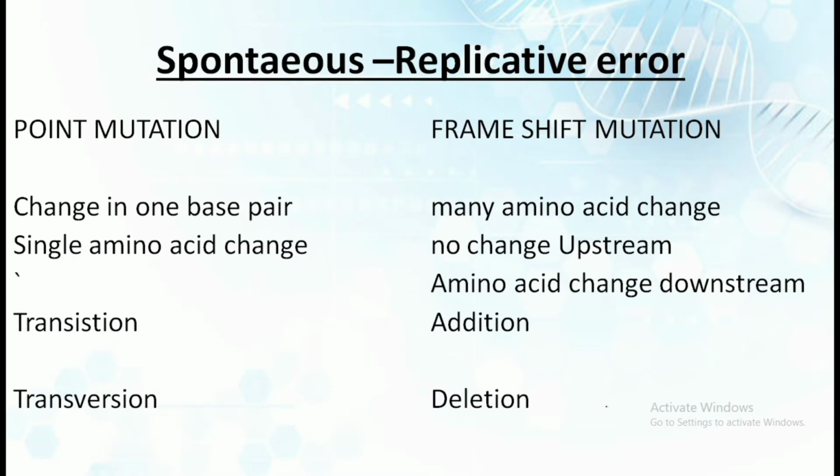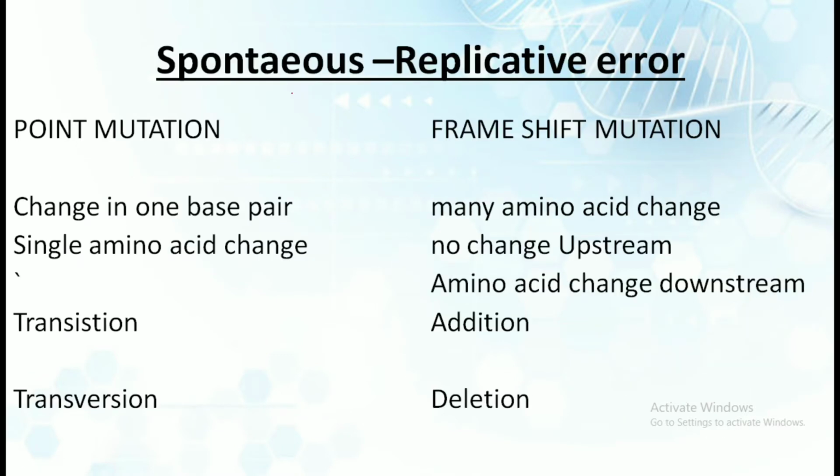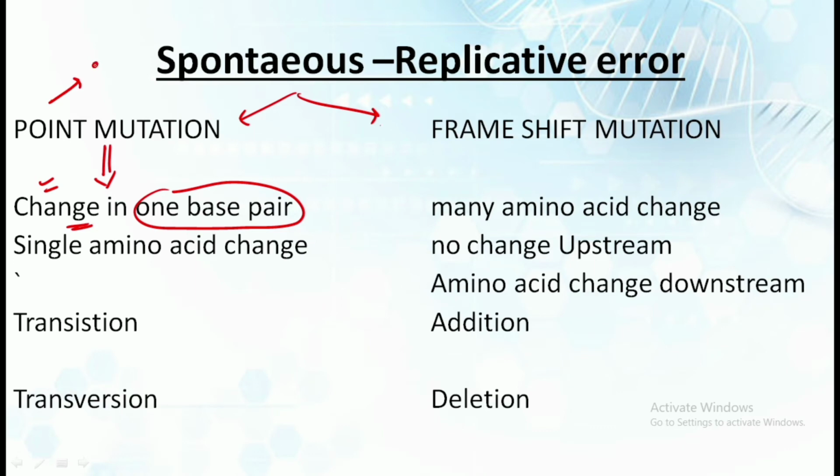So the first one is the spontaneous replicative error, which could occur either because of a point mutation or a frameshift mutation. In case of point mutation, the mutation leads to a change in one base pair. Point means single. So a point mutation leads to a change in a single base pair, that is, a change in a single amino acid, and this could lead to either transition or transversion.